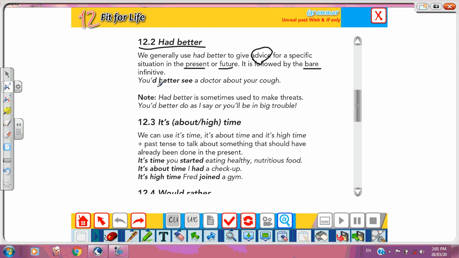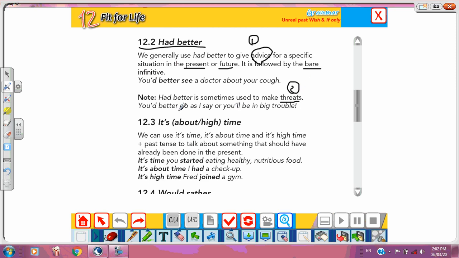You had better see a doctor. Had better is sometimes used to make threats. Okay, so here we have two uses. Number one is advice. Number two is what? Threat. Okay, so had better, I'm giving advice, and what comes after had better? A verb in the infinitive form, in the bare infinitive.